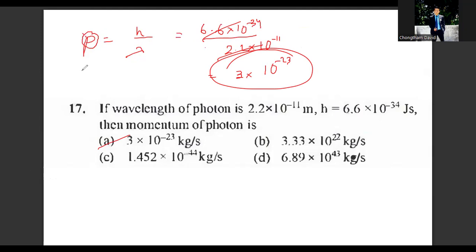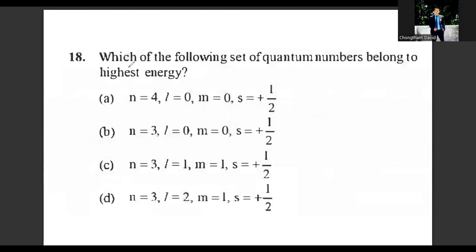Moving on to the next question, number 18. Which of the following sets of quantum numbers belongs to the highest energy? The atomic orbitals are 4s, 3s, 3p, and 3d. According to the n plus l rule, the values become: for 4s, n plus l is 4; for 3s, it would be 3; for 3p, 4; and for 3d, this becomes 5. So the highest energy would be option D, because 3d has the highest energy.